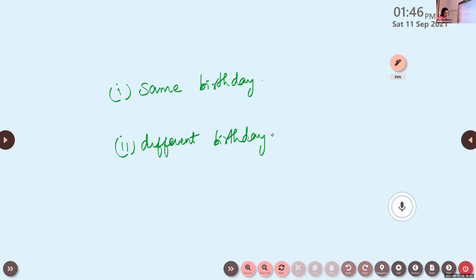Within bracket you write, ignoring a leap year. Okay, it is not a leap year. You consider that as a usual year. So within brackets, write this as ignoring a leap year. That means we consider only an ordinary year.